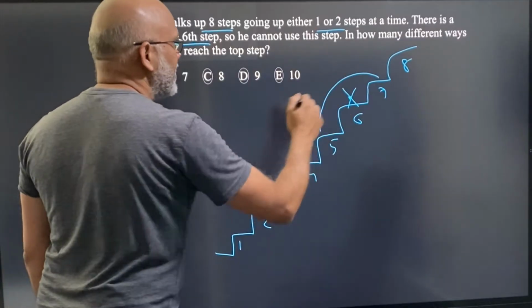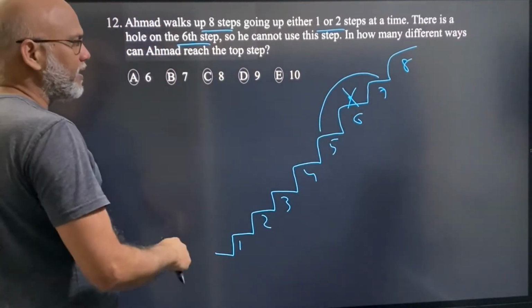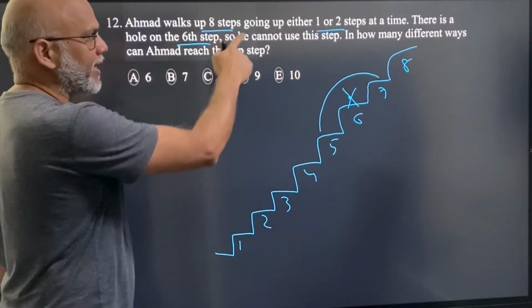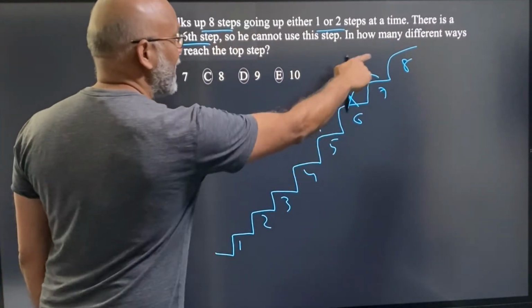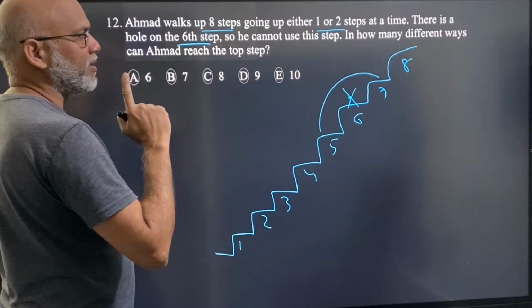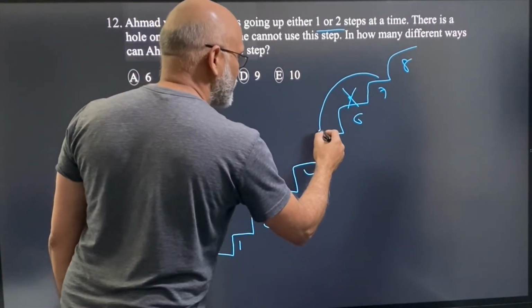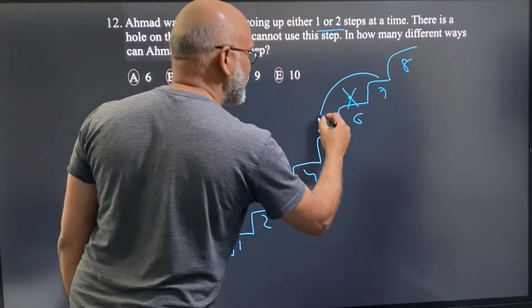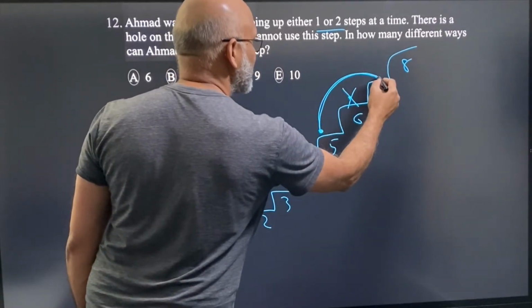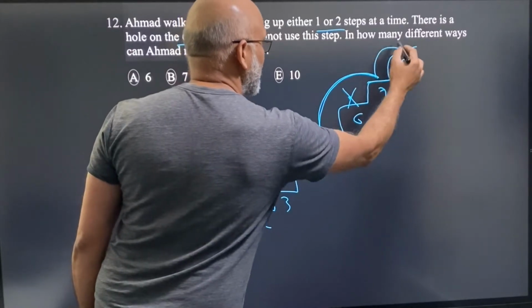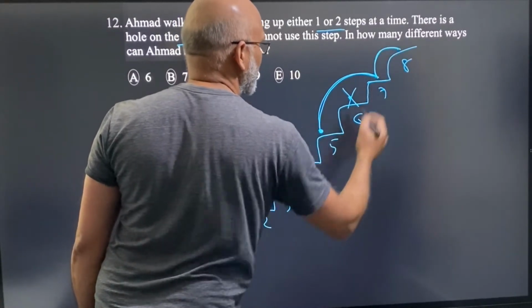So 5 to 7 is a double step, which is fine. He can do that. But can he do 4 to 7? No, that would be a triple step. He cannot do that. 5 to 8. Again, he cannot do that. That would be a triple step. So only option for him is to get to the 5th step and take this double step here. And once he's at the step number 7, he can just do this single step, right?